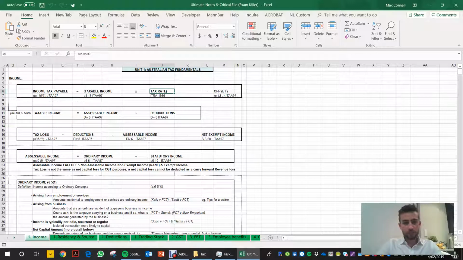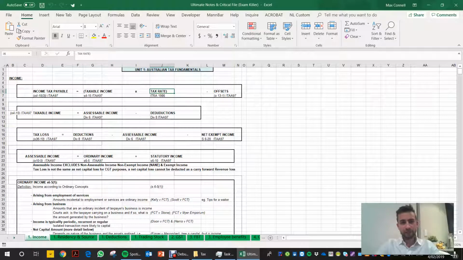Now, the last part is offsets. Offsets are different from deductions because deductions reduce your assessable income to calculate taxable income. So taxable income goes in up here, times your tax rate. That calculates how much tax you have to pay. The offset is better than a deduction because it actually offsets the tax that you're being paid. So it's basically worth the tax rate that you're on, whereas the deduction is pre your tax rate. So offsets are always preferable to deductions.